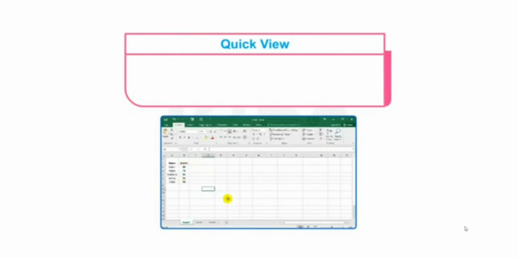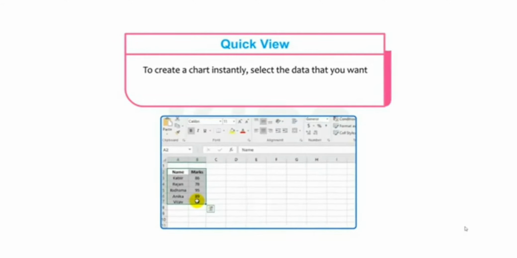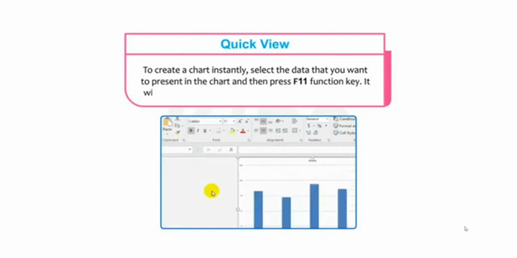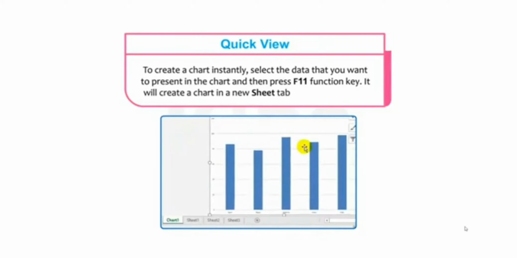Okay students, note, to create a chart instantly, select the data that you want to present in the chart and then press F11 function key. It will create a chart in a new sheet tab named as Chart 1.